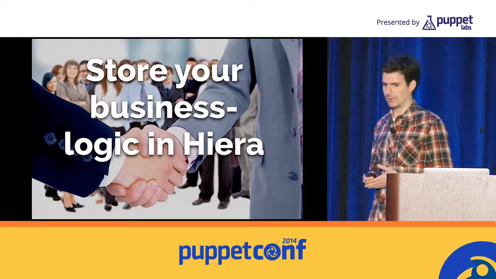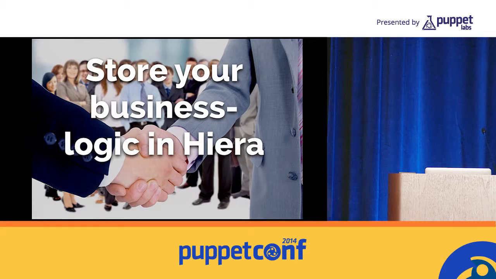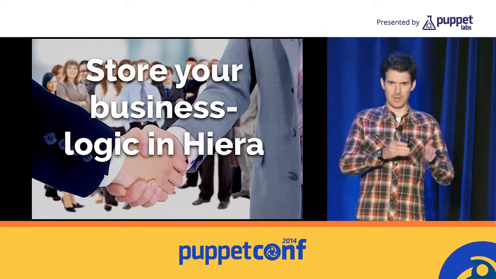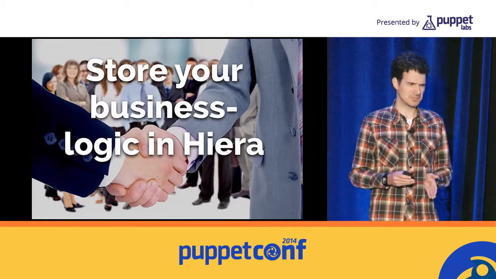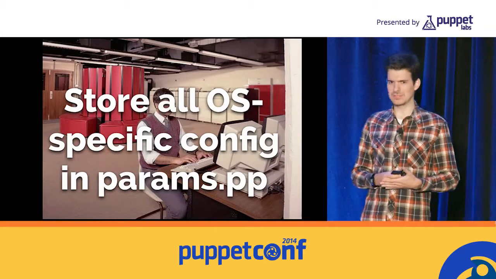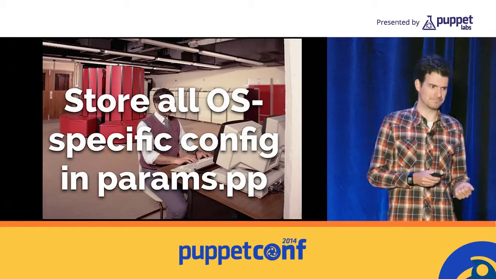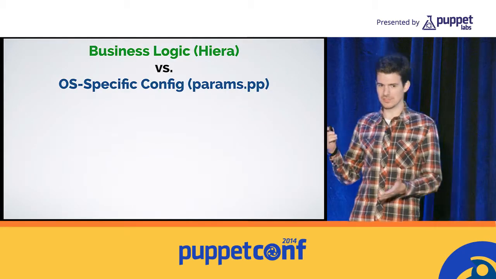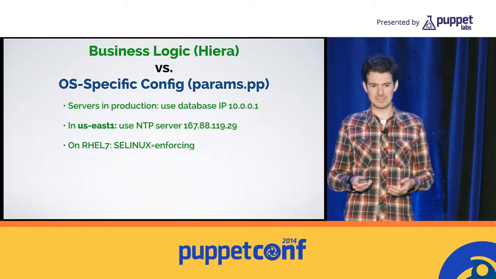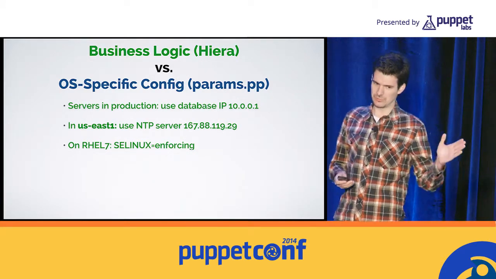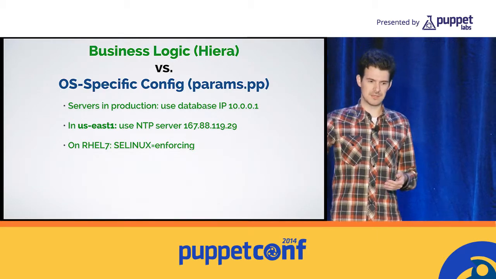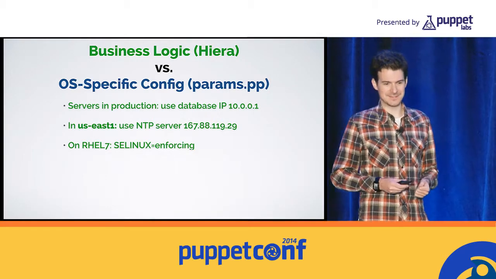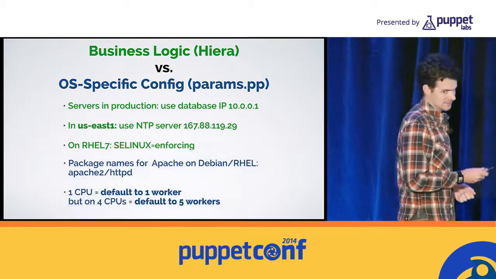Store your business logic in Hiera, and I'm going to go into what that means a little bit more in a moment. Some people will put OS-specific things in Hiera, and it doesn't really work so well for that. You should store your OS-specific things in your params.pp rather than in Hiera, because obviously Hiera is not params.pp. So when I say business logic versus OS-specific configuration, some examples of business logic are: in production, we use this database IP. In this data center, we use this NTP server. On RHEL 7, when we finally turn on SELinux, we want to make sure that we're enforcing SELinux.